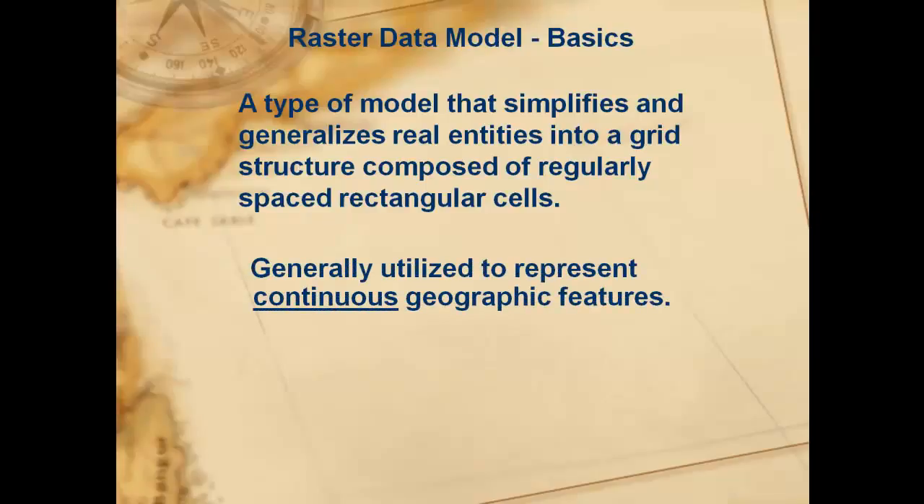The raster model is better for continuous geographic features. So you can think about things that vary continuously through the landscape, temperature, precipitation, things like that. The raster model is going to be way better than the vector model to represent those things in terms of efficiency and accuracy. So the vector model is going to be better for the built world and the discrete world. The raster model is going to be better for the natural world.